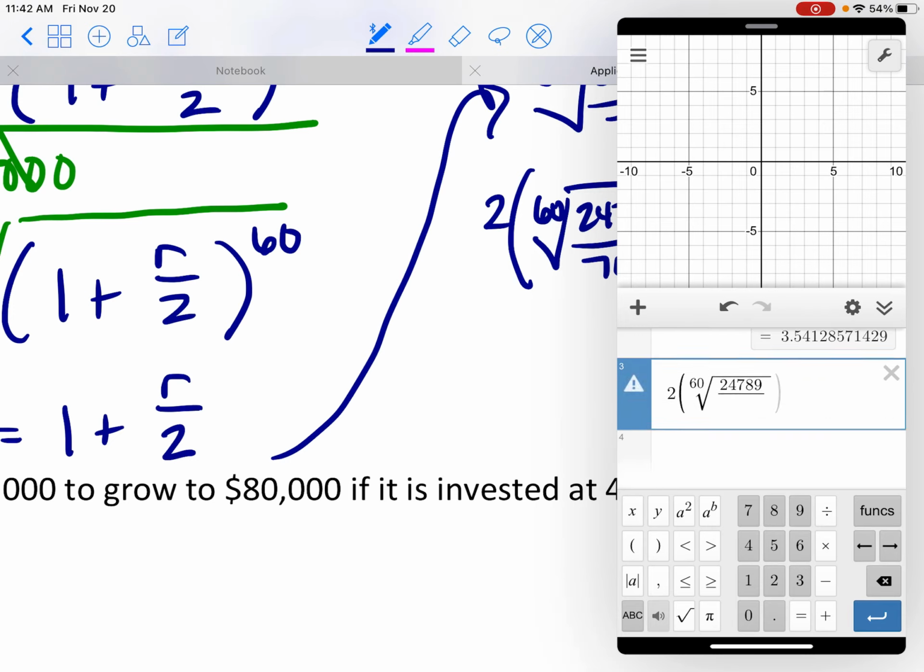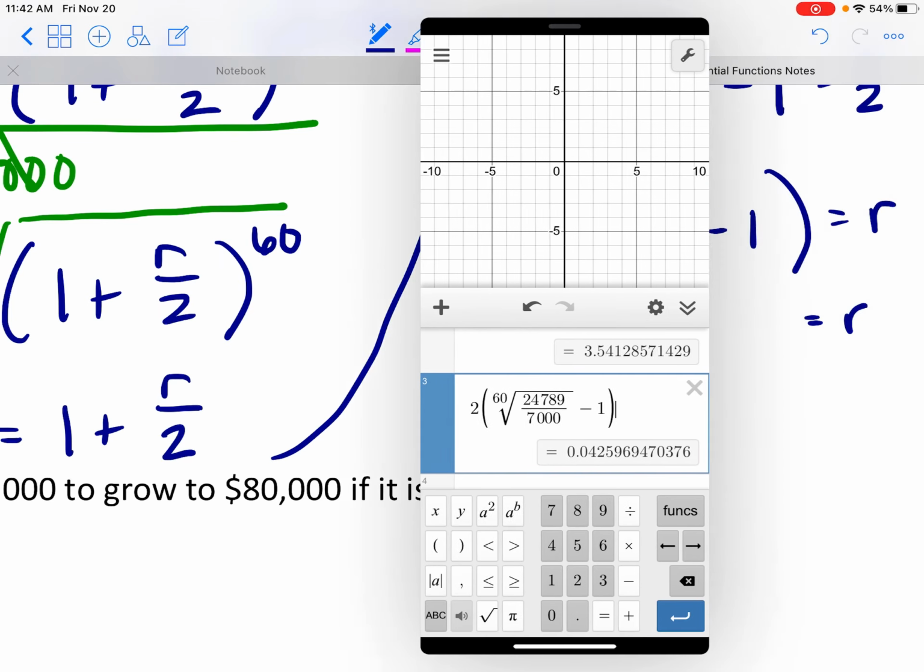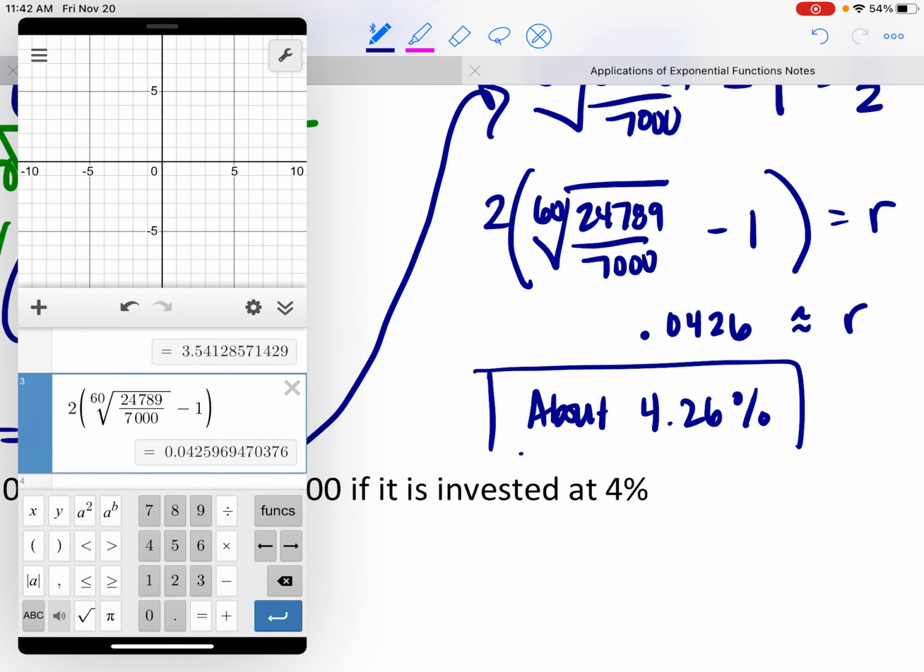24,789 divided by 7,000. After the radical, make sure you're outside of the radical. We want to subtract 1. And there it is. So we're looking at, I'm going to have to round this, r being about 0.0426. So this is about 4.26%. That was the rate for this particular investment.